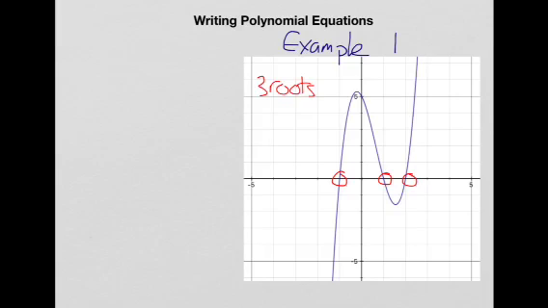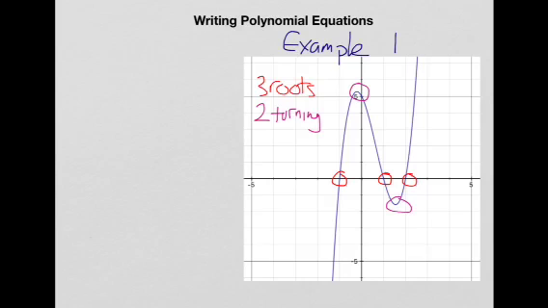Next thing we're going to look for is those turning points. We look here, we have one there. We have one down here. That gives me 2 turning points. And we know that the degree of the polynomial has to be greater than the number of turning points. We don't always see them all when we look at the graph, but in this case, we know we're still at least third degree since we have 2 turning points.